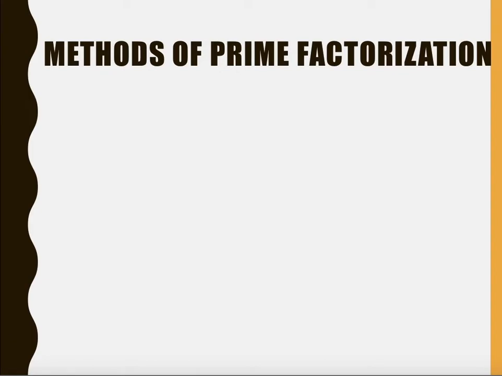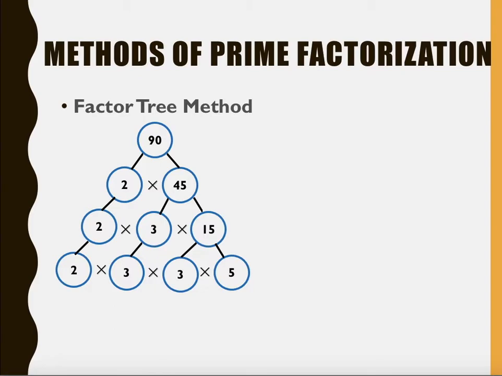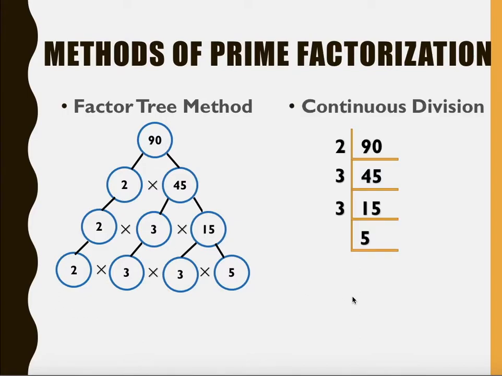There are different methods for prime factorization. We have learned about the factor tree method, where we take a number and eventually write it as the product of prime numbers. There's also the continuous division method, where we divide the number just by prime numbers until we cannot divide anymore because there are no other factors. Here we again write it as the product of prime factors. So 90 is 2 times 3 times 3 times 5, and we have all prime numbers here.